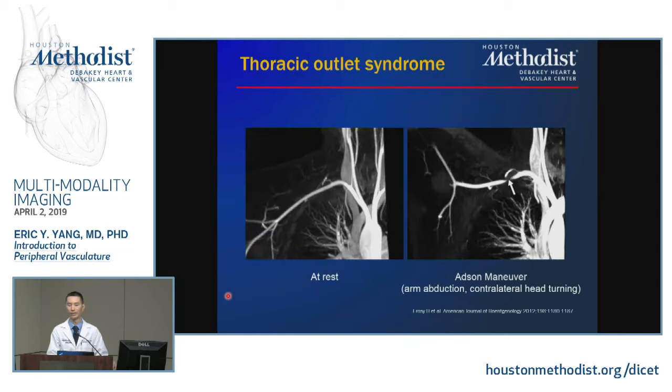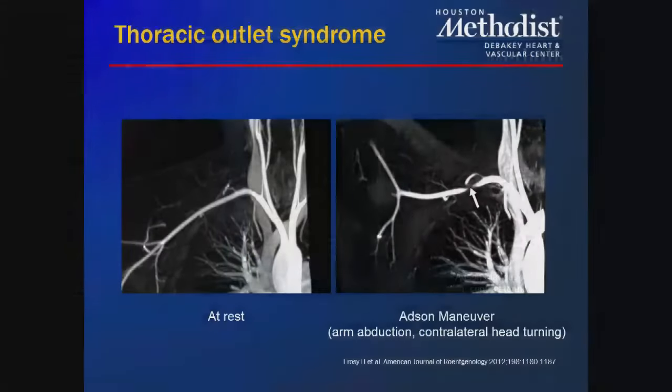Last but not least, there is an entity known as thoracic outlet syndrome, and this is caused by the scalene muscles in the neck. Sometimes it's a first cervical rib in some patients who have that anatomy. And what this does is it actually causes pinching of the subclavian artery as it exits out from the neck region out into the arm.